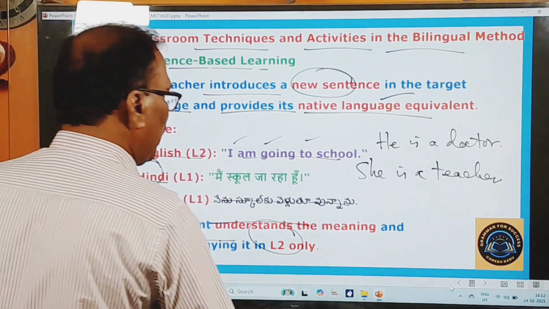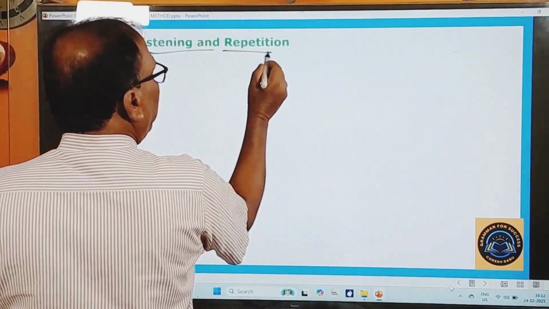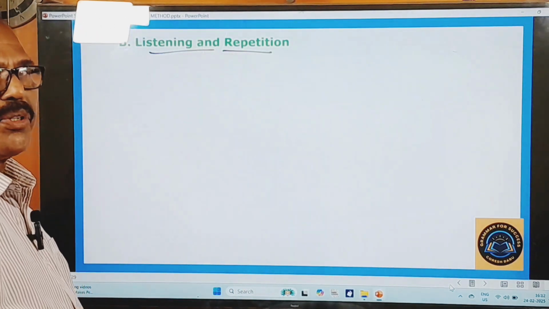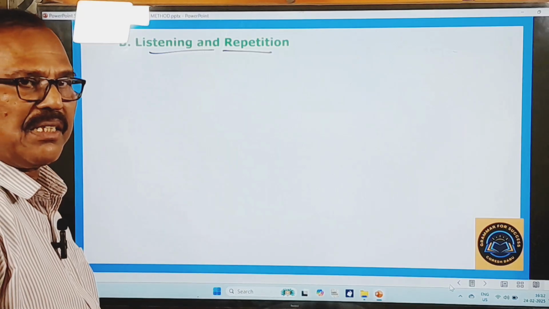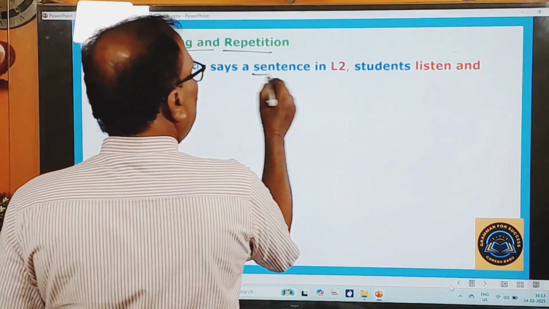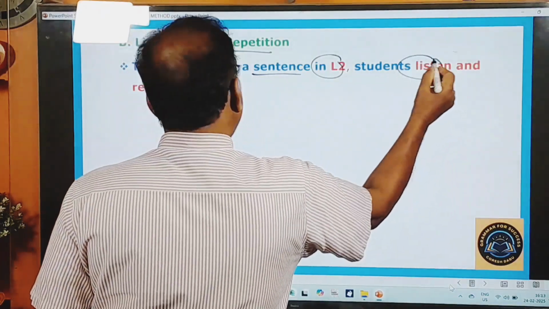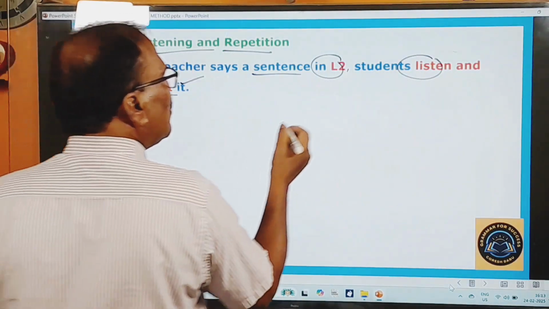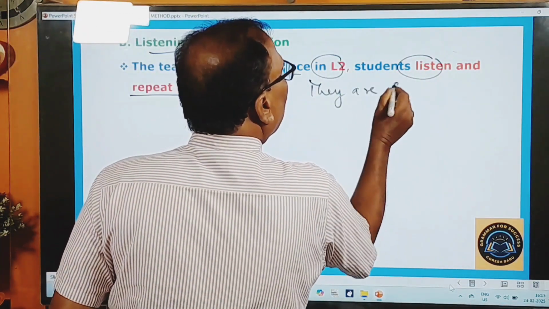Now you move on to other things. Listening and repetition. This is also a beautiful technique adopted by the teachers in the bilingual method classroom. The teacher says a sentence in L2, and students listen and repeat it. That's really interesting.